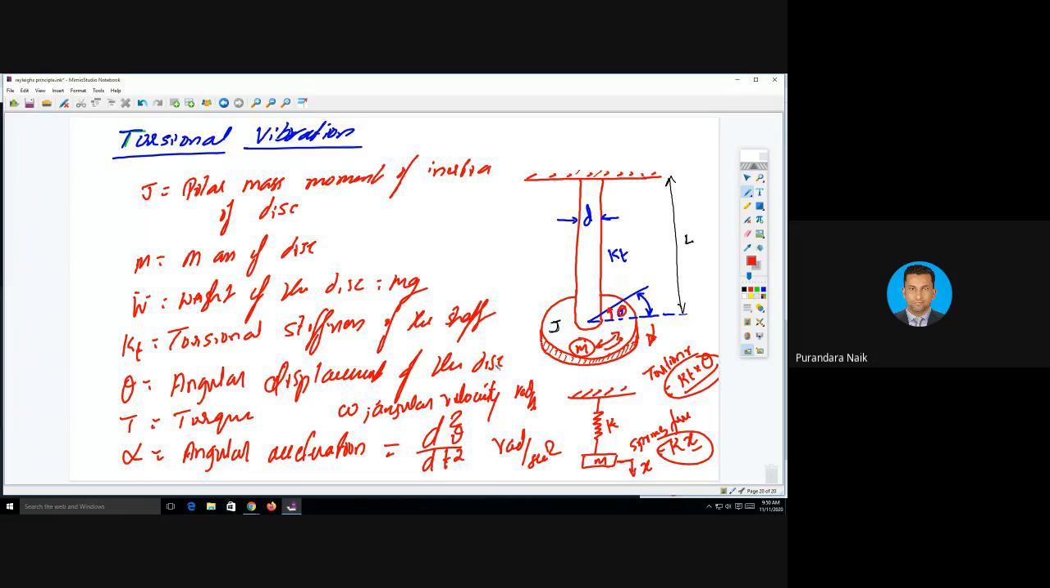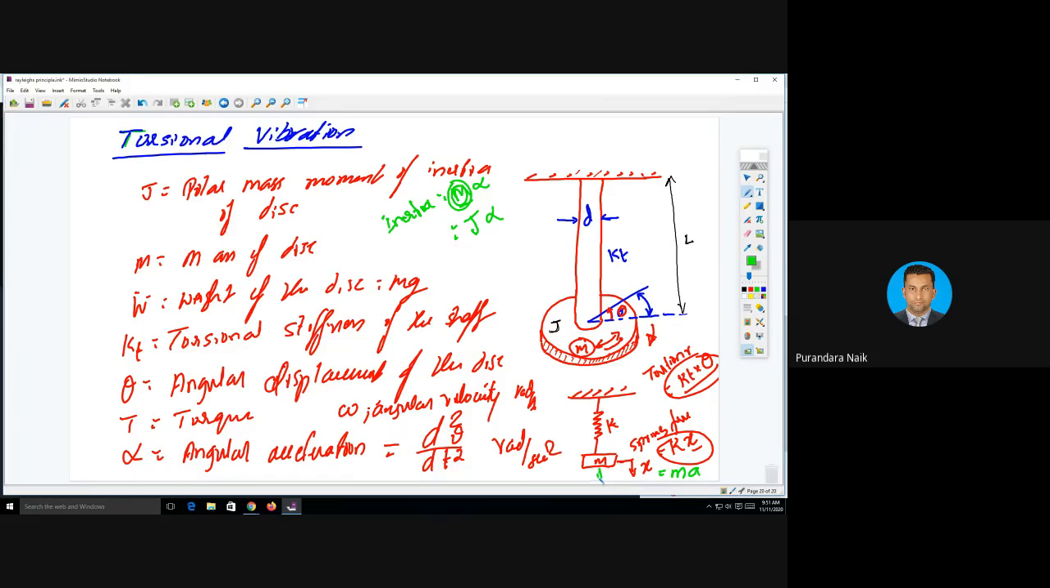its own mass, right? Mass with angular acceleration will give you inertial force, correct? This inertial force is equal to mass into angular acceleration, that is m into alpha. But here you cannot take m. Instead of taking m, we are going to take J, that is polar mass moment of inertia. You cannot take it as a mass, but the polar mass moment of inertia.